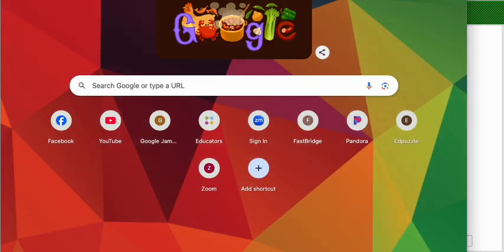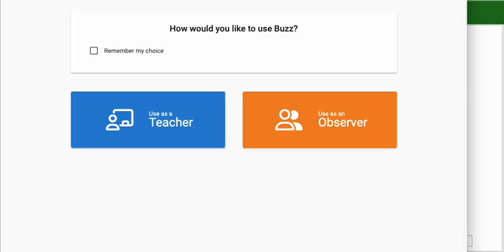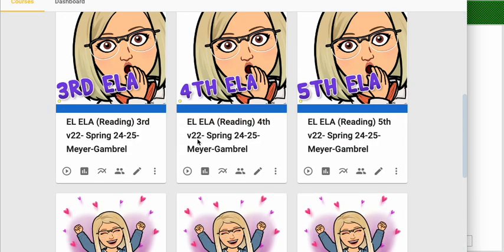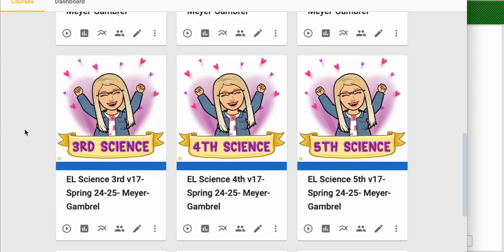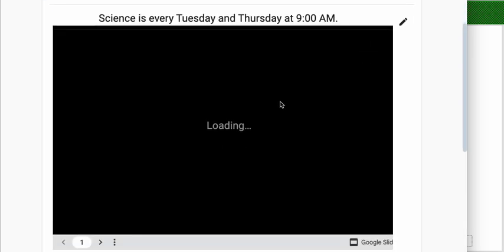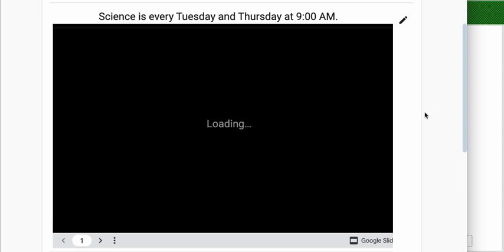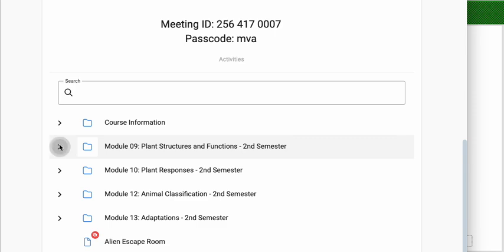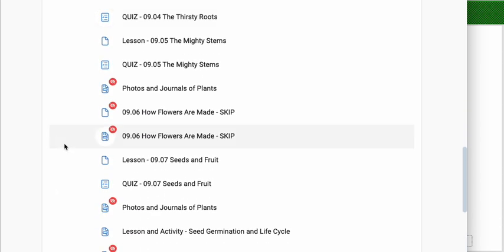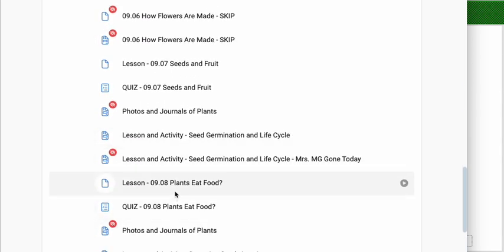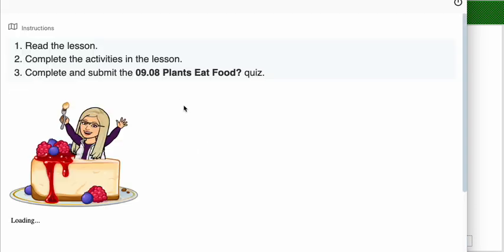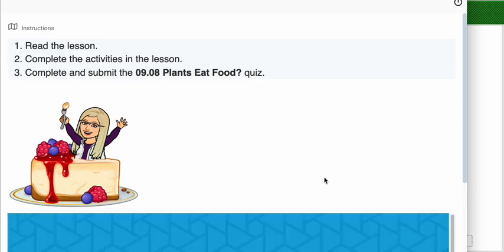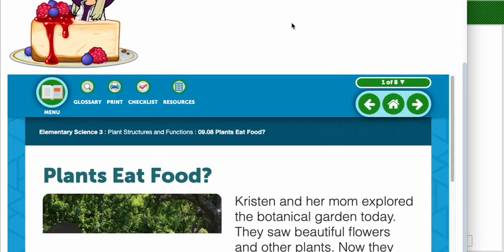Then, when you are done with your lesson, you are going to go ahead and log on into Buzz. We're going to go into 3rd grade science. Go ahead, take a look. You'll see that we are doing today lesson 908 on the plant life cycle and structure. So we're going to go into module 9, going down below to 908, called Plants Eat Food. And we're going to take a look at some of the different food and what plants need.